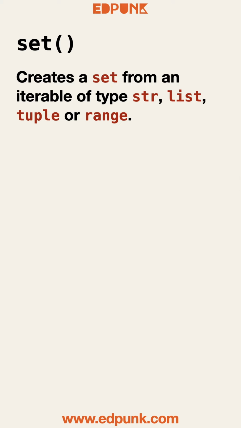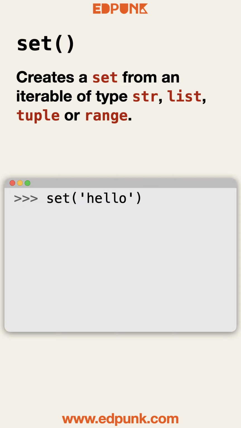A set is an unordered collection of distinct items, which can be created from any iterable like string, list, tuple, or range using the set function. For example, the string hello is converted into a set containing unique characters of the string. In this case, as the character L is repeated in the string, it occurs only once in the set. Also, the characters do not occur in the same order as it is present in the string.